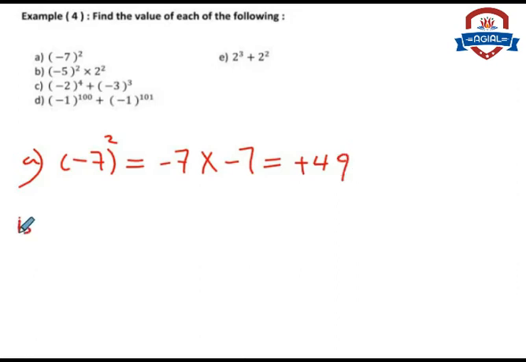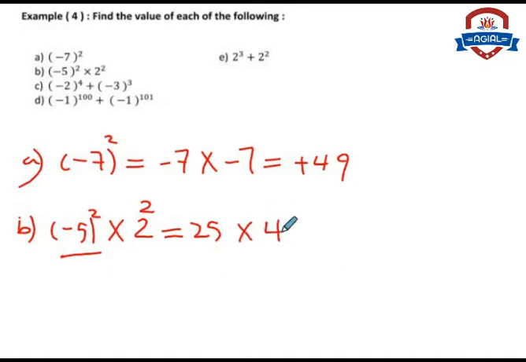Letter B. (-5) to the power of 2 times 2 to the power of 2. So first we need to find the value of (-5) to the power of 2. (-5) to the power of 2 equals 25. 25 times 2 to the power of 2, which equals 4. So 25 times 4 equals 100.